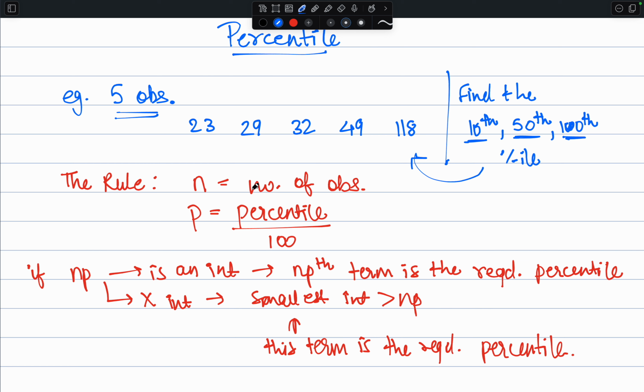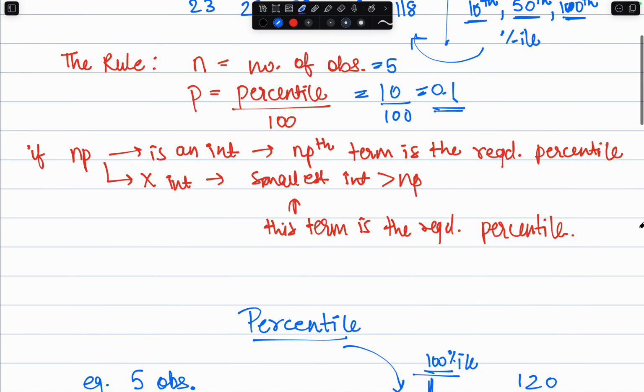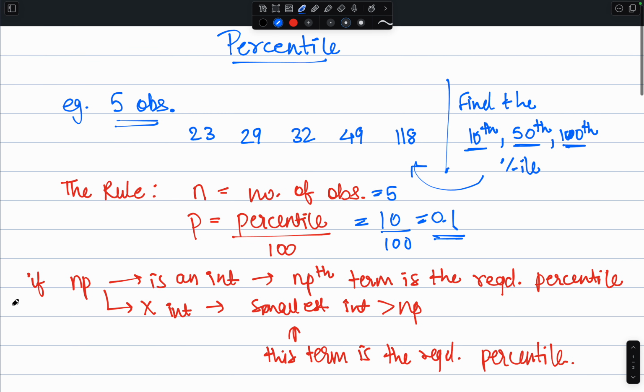The rule goes like this: n is equal to the number of observations, so in this case 5. And p will be the percentile upon 100. If we consider case 1 to be the 10th percentile, then it would be 10 upon 100, so that would be a simple 0.1. Nothing confusing till here. Now you have to find np. So np in this case would be 0.5.